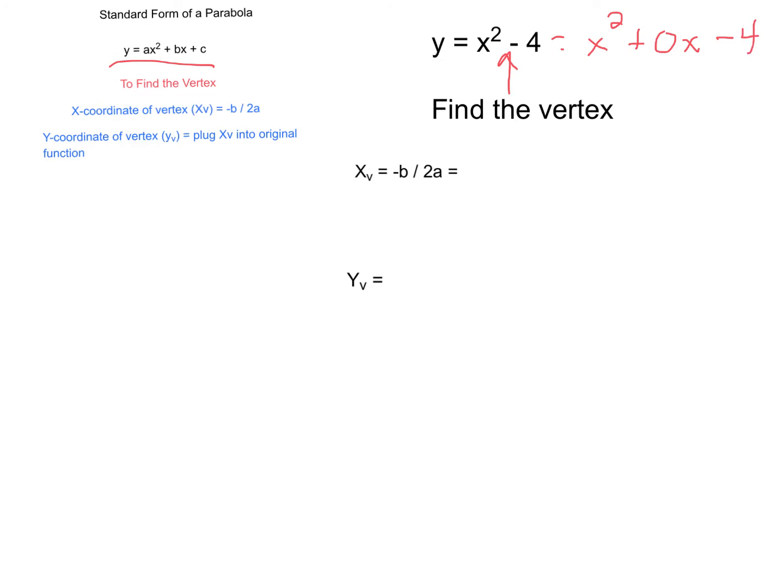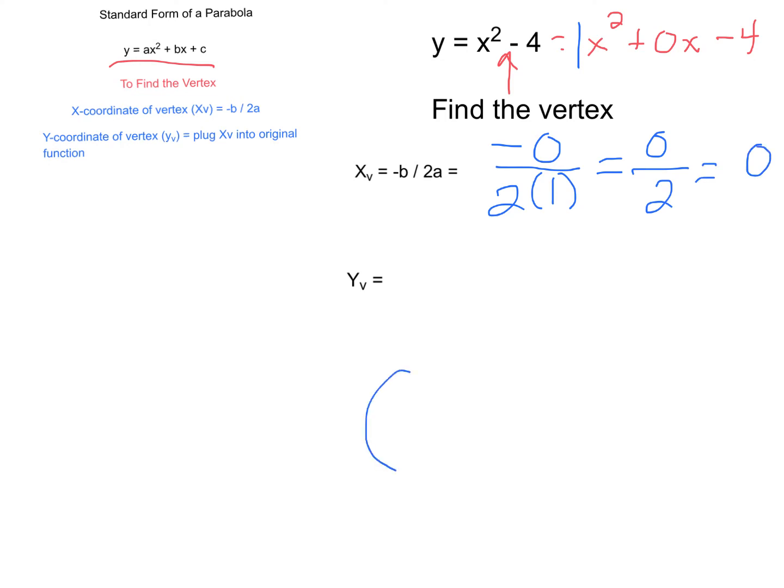Okay, so first thing I need to do is let's find the x-coordinate of the vertex. So we're going to do negative b, so again negative 0 all over 2a. Now remember there's a 1 hiding here, folks, so it's 2 times 1. So it's 0 over 2, which is just 0. So my x-coordinate of the vertex is 0.